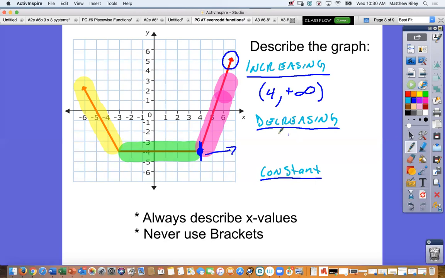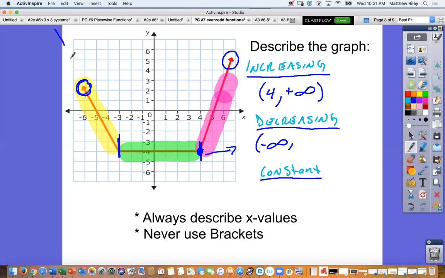All right, so it's decreasing. Remember, you always describe it from left to right. So what do I have on the left? Well, it's an arrow, but remember, we're describing the x values only. So my x values go from arrow to right here. So how would I say an arrow on the left side, it's decreasing from where? Negative infinity. Exactly. So it's decreasing forever.